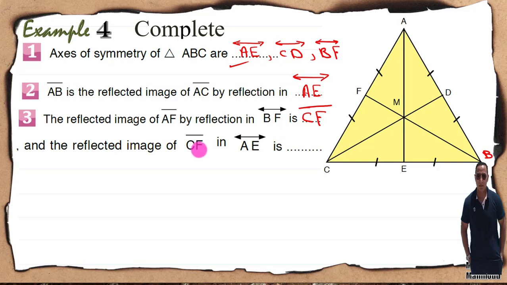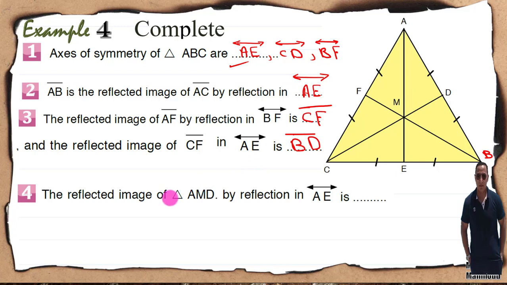The reflection of CF on AE. AE is an axis of symmetry. The reflection of CF, this is CF. C by reflection in AE has image B, and F has image D, so it is BD. The reflected image of triangle AMD, this triangle, by reflection in AE.